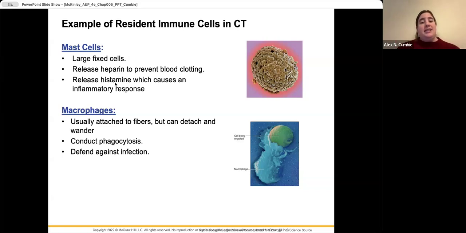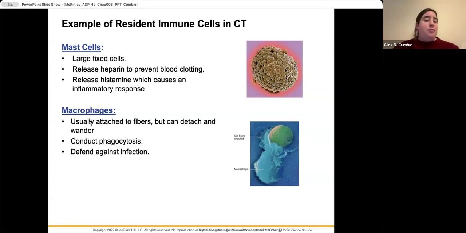We also release histamine. You might think of allergies where you might take an antihistamine. Histamines cause inflammation, which can lead to redness, swelling, pain, those types of things. Mast cells release histamine to enhance the inflammatory response so that we can get cells like white blood cells to come to the area and take care of the injury or infection.